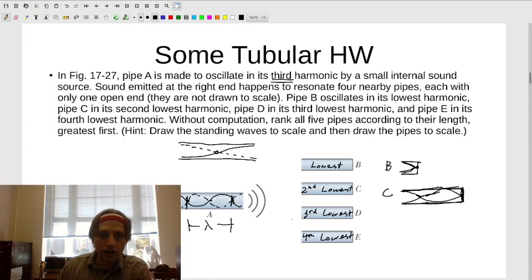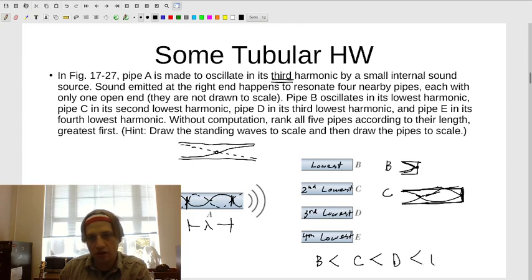Okay, and so it says rank the 5 pipes according to their length, greatest first. Well, I can already rank these ones. I can say that B is shorter than C, is shorter than D, is shorter than E. And when you do this, I encourage you to draw these in, and then you can compare the length of this pipe with the lengths of the third and the fourth. So presumably the wavelength of this will fit somewhere in there. So I will let you think about that, and you can finish that for your homework.